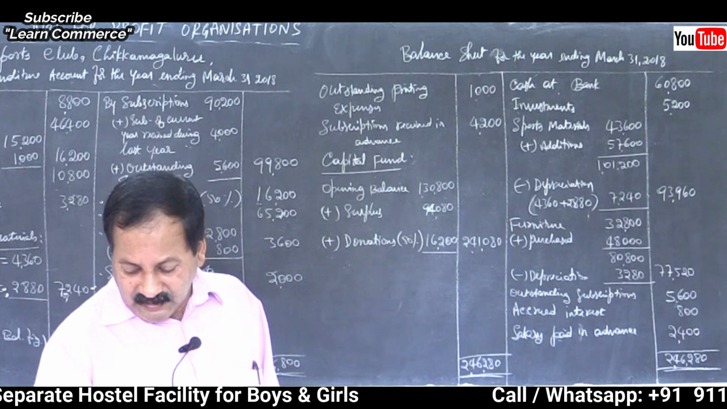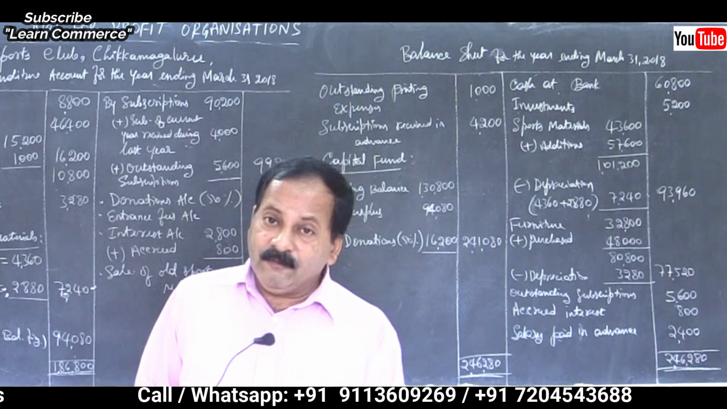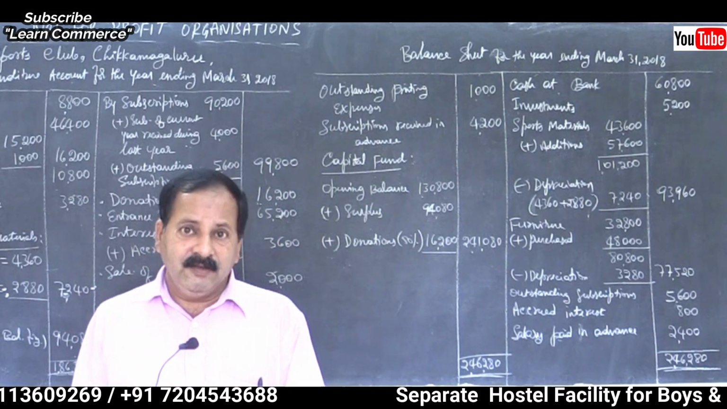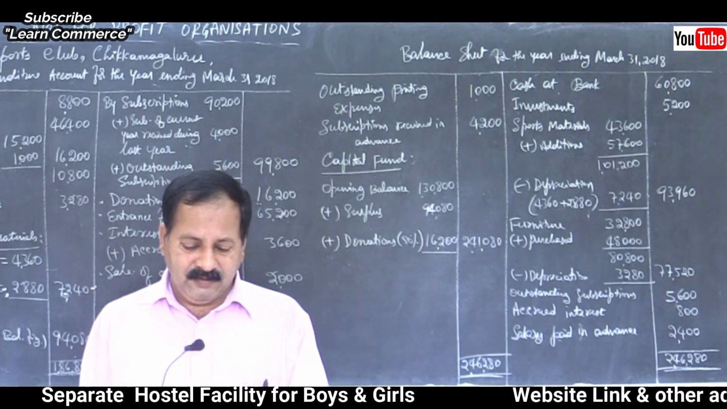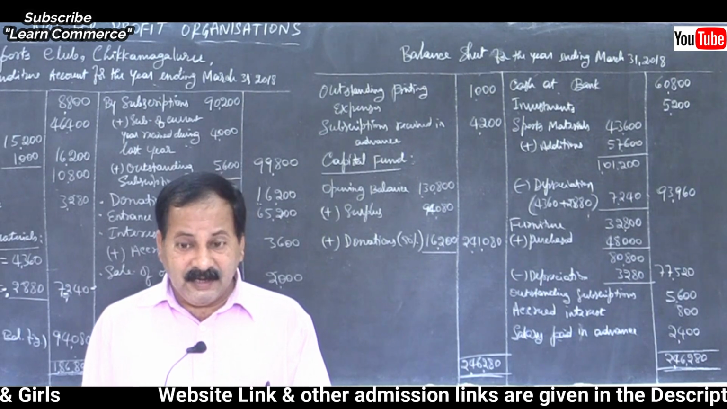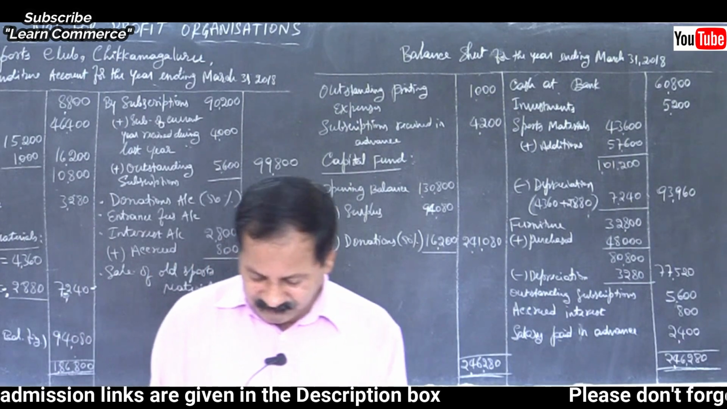I think I'll solve 5 to 6 more problems, then we will stop, because it is a very important chapter. From this you will get 12 marks on a problem, and again one practical oriented question will be there. So make sure you learn this in a detailed manner. Now take down the assignment.